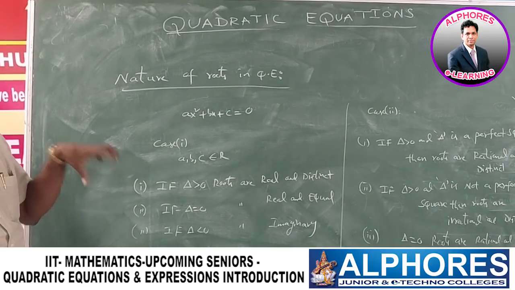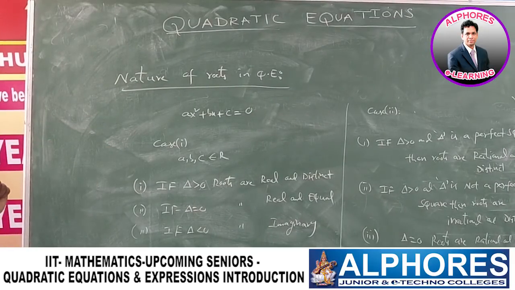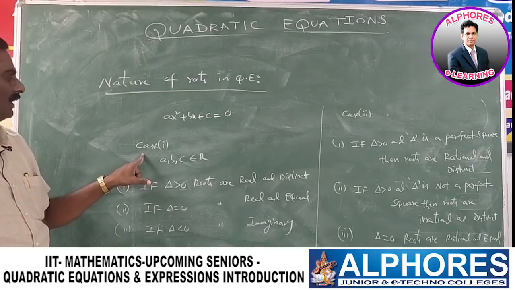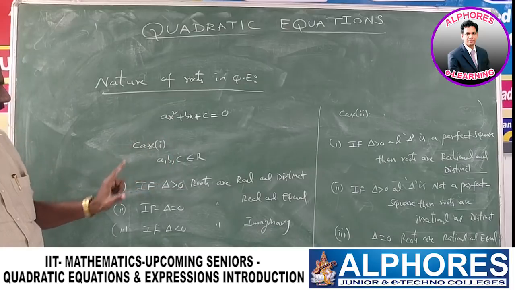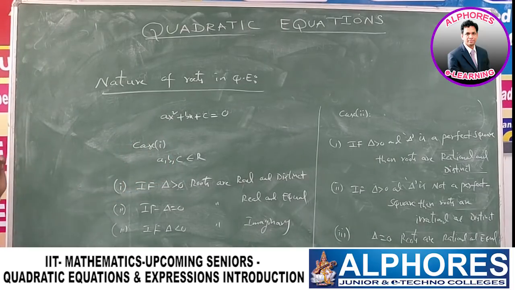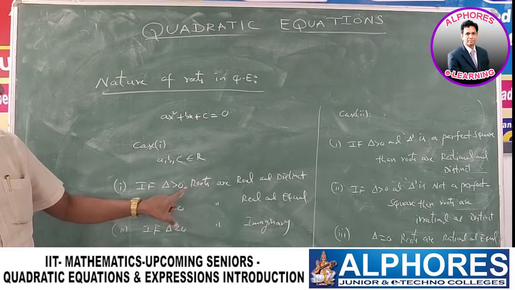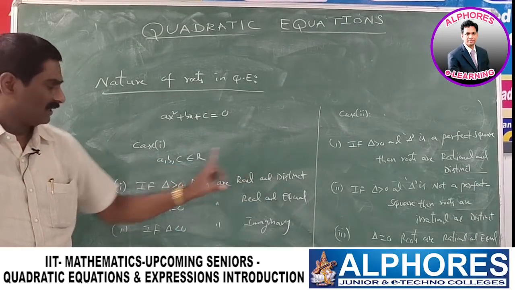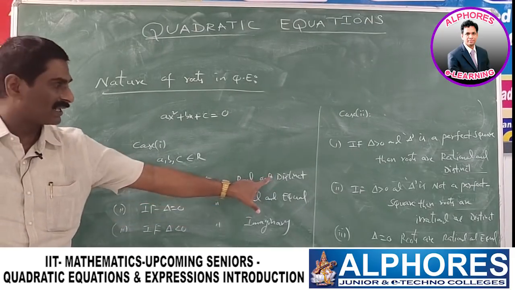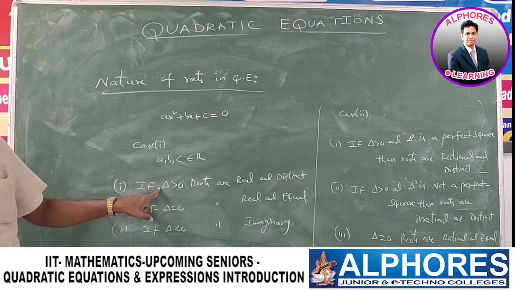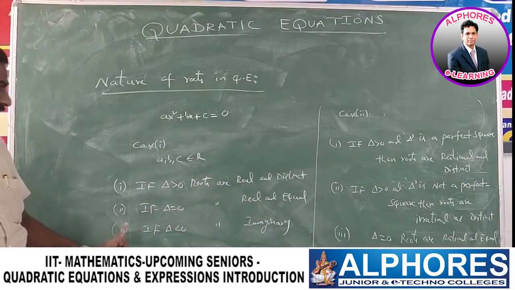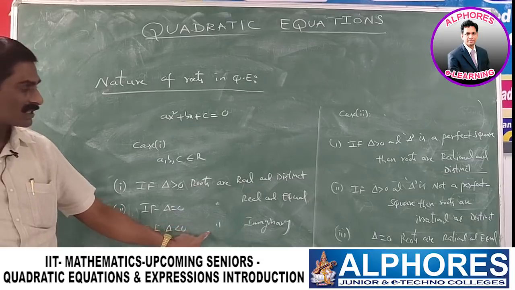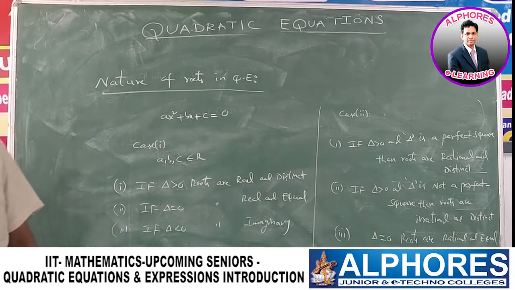In this case, we come across two cases. First, case 1. If a, b, c are real numbers, then nature of the roots are in the following way. If delta greater than 0, then the roots are real and distinct. What is the delta? Delta is the discriminant of the quadratic equation. If delta is equal to 0, then the roots are real and equal. If delta less than 0, then the roots are imaginary.